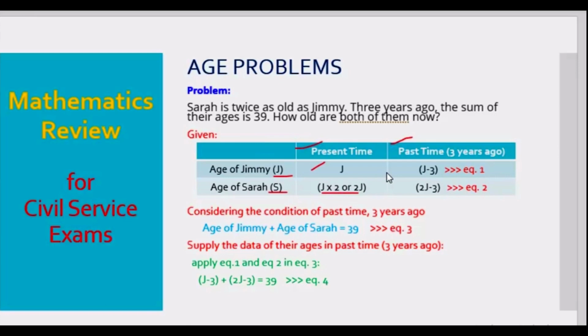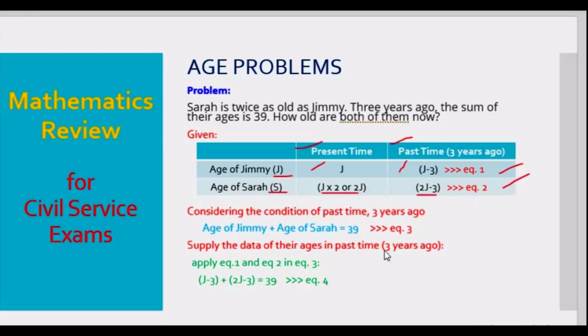3 years ago, the sum of their ages is 39. So the age of Jimmy, which is J minus 3, is now our equation 1. Why J minus 3? Because the age of Jimmy 3 years ago, so we have to deduct 3. Same as with the age of Sarah, which is 2J minus 3. And this is now our equation number 2.